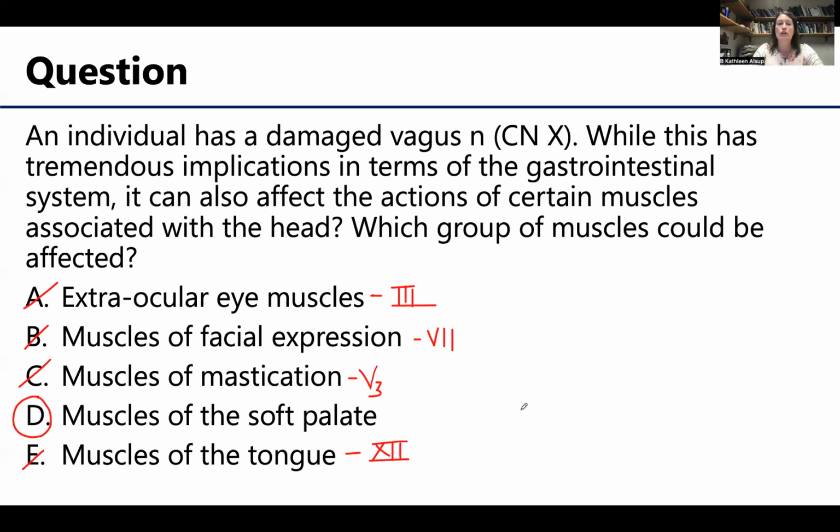All right, excellent. So we have covered all the bones, joints, or not all of them, but some of the big picture bones, joints, and muscles of the head. Now we're going to move into the neck and the back.